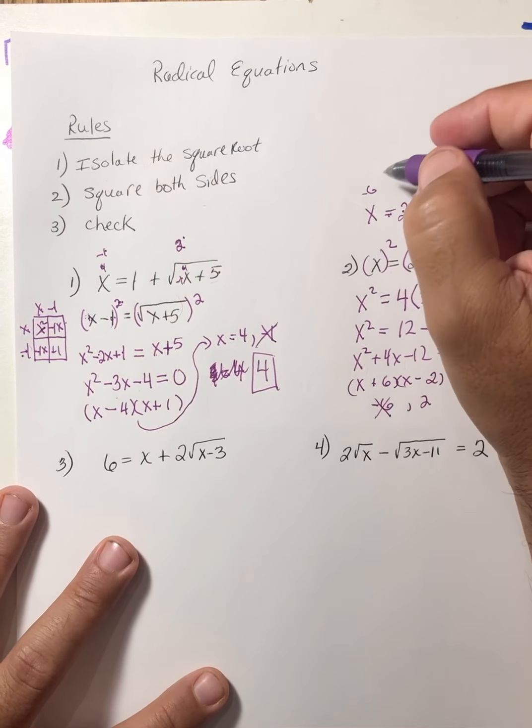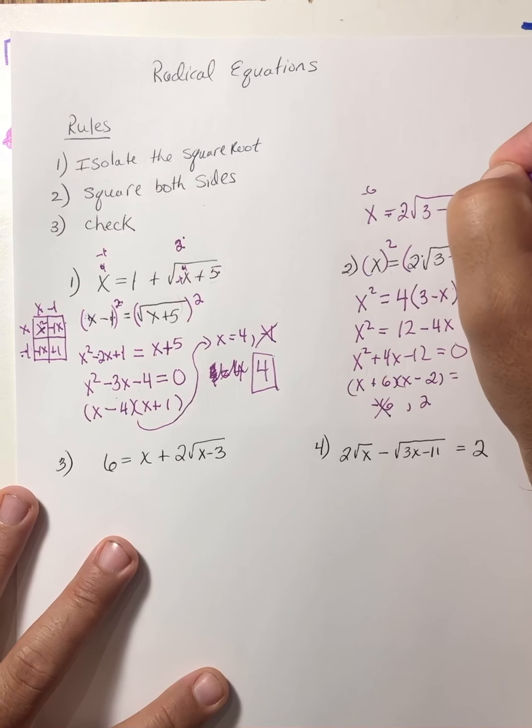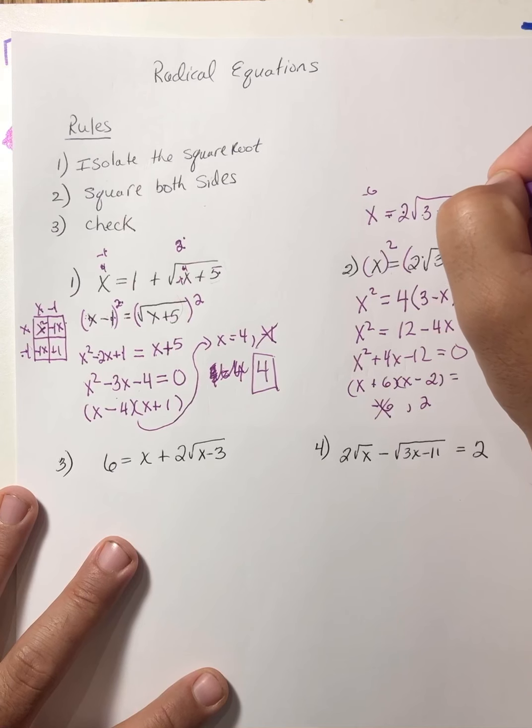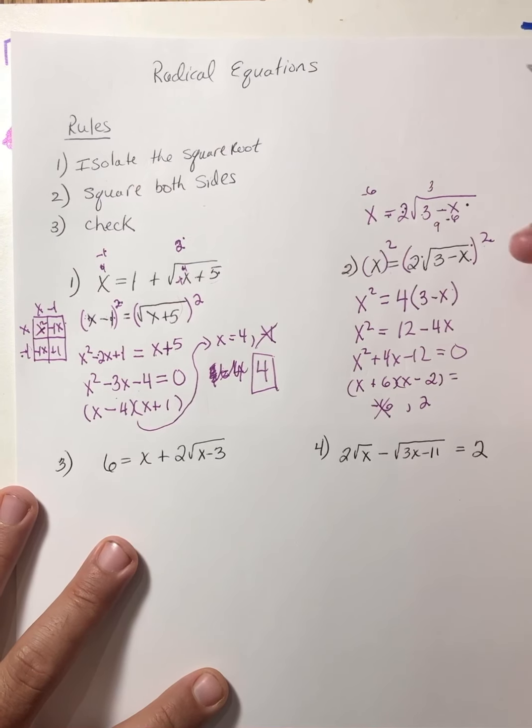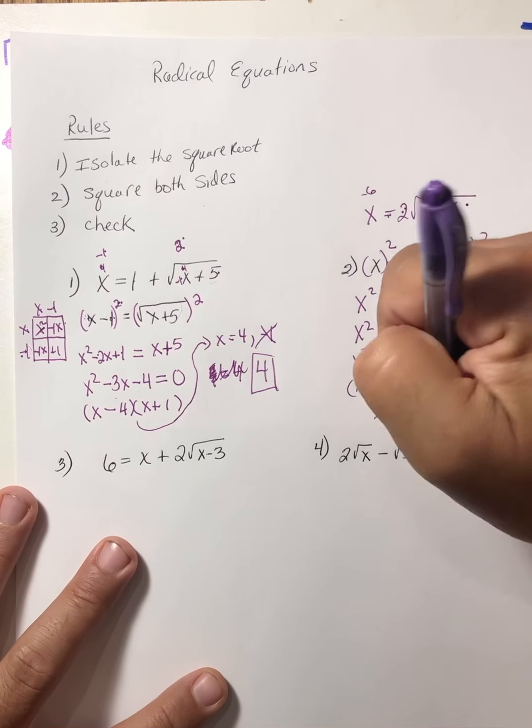And if you're not sure, plug in your negative 6 right there. Okay, 3 minus a negative is 9. Square root of 9 is 3. 3 times 2 is 6, not negative 6. Okay, so let's check out 2.